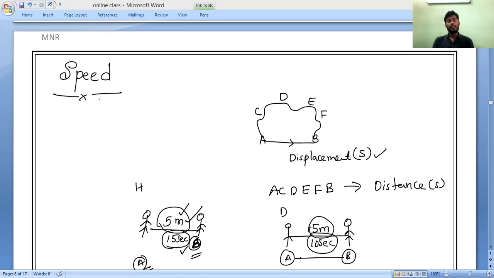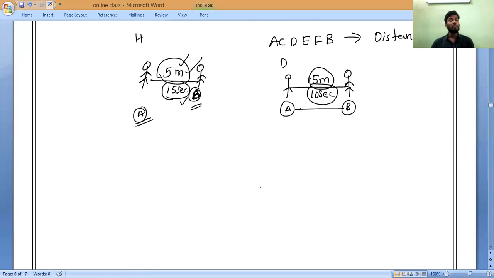Here, am I mentioning any direction, like Harish traveled north, south, or east? No, sir. If I mention direction, is it called distance or displacement? It is called displacement. Yes or no? So I am not talking about any displacement here. I am just saying Harish traveled 5 meters in 15 seconds, and Danishkar traveled 5 meters in 10 seconds.